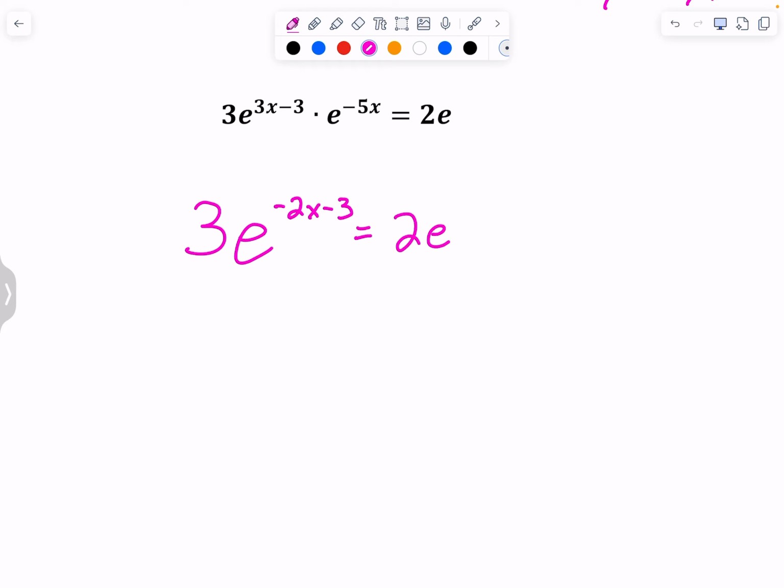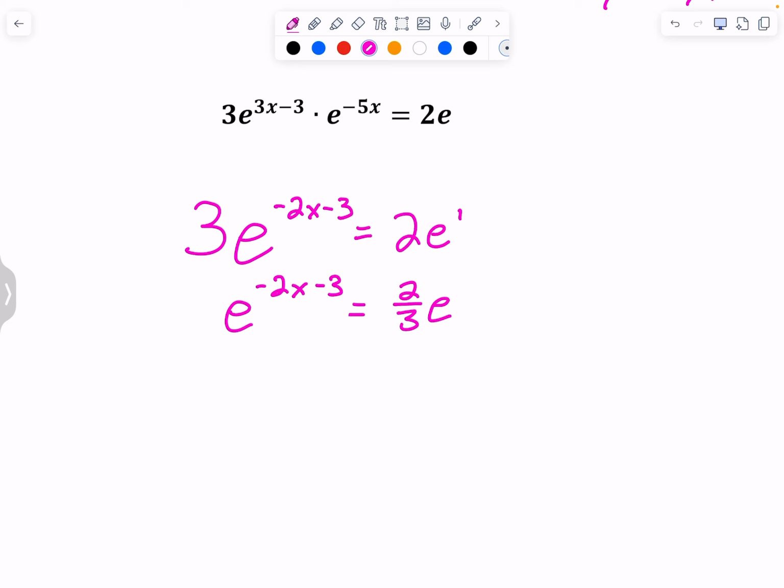It almost looks like base to the power equals a number. The problem is I have that 3. I don't have the exponent on the other side, it's just a 1, so I'm not going to use that as an exponent. So I'm going to divide by 3. So that puts 2/3 e. Now, I can use the pattern that we did a second ago.